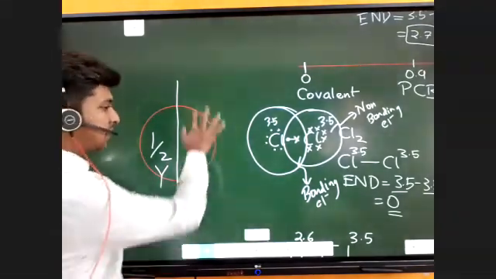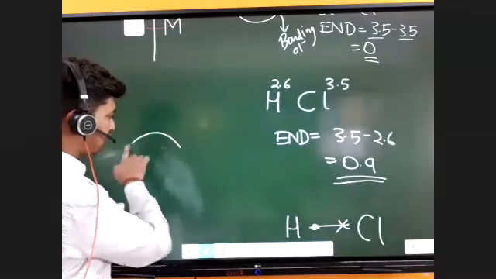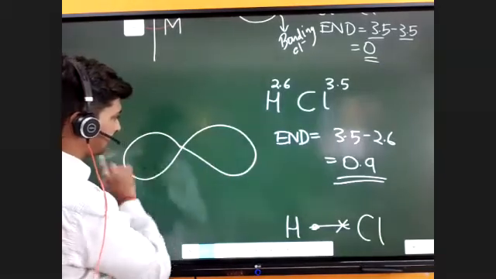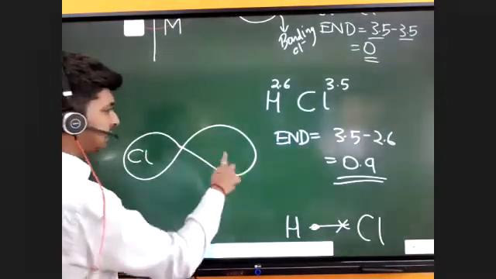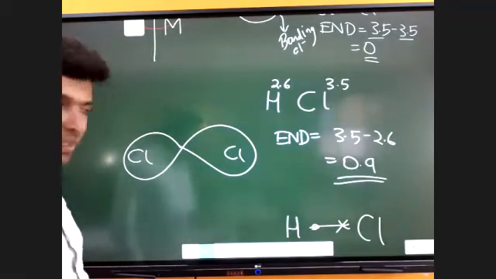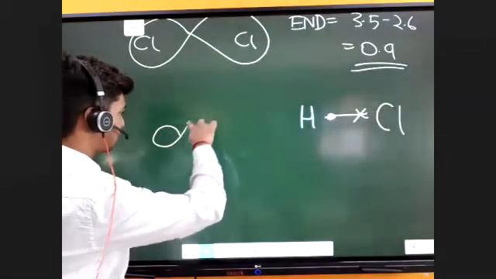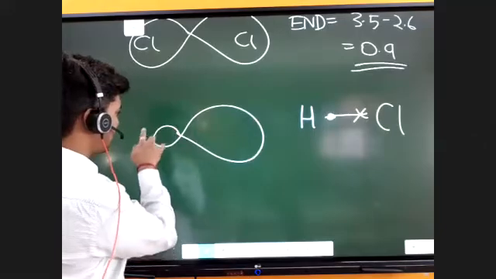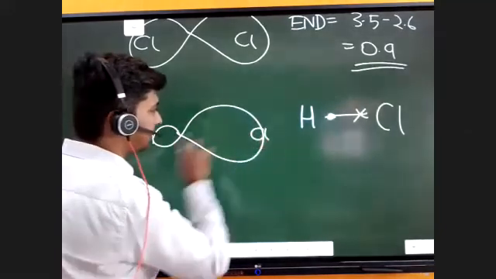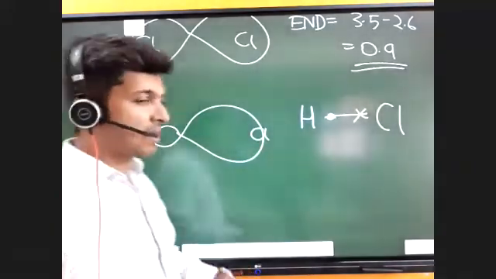So now let me draw their sharing as an orbital diagram. The orbital diagram will be something like this. Equal sharing for both Cl and Cl. But when I draw the orbital diagram for hydrogen and chlorine, it will be like this. Hydrogen is getting the smaller share, chlorine is getting the greater share. Why? Because here the situation is different.